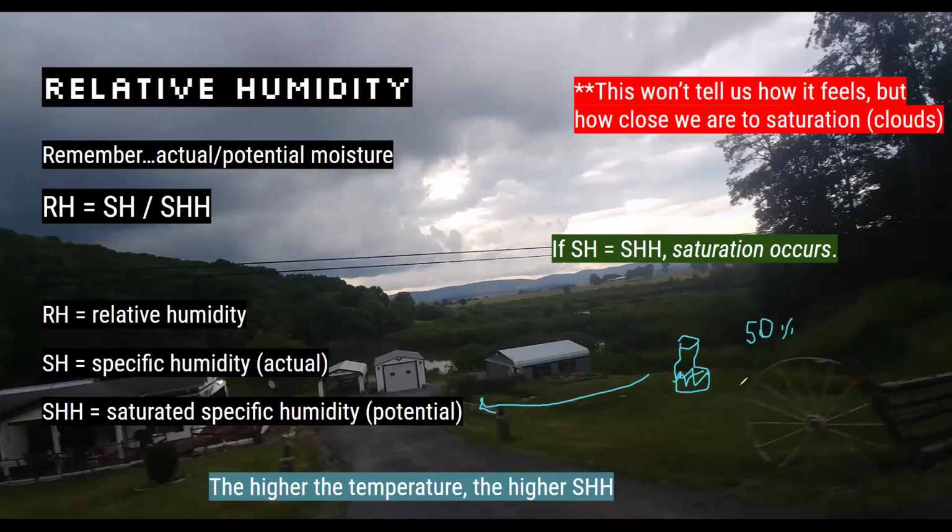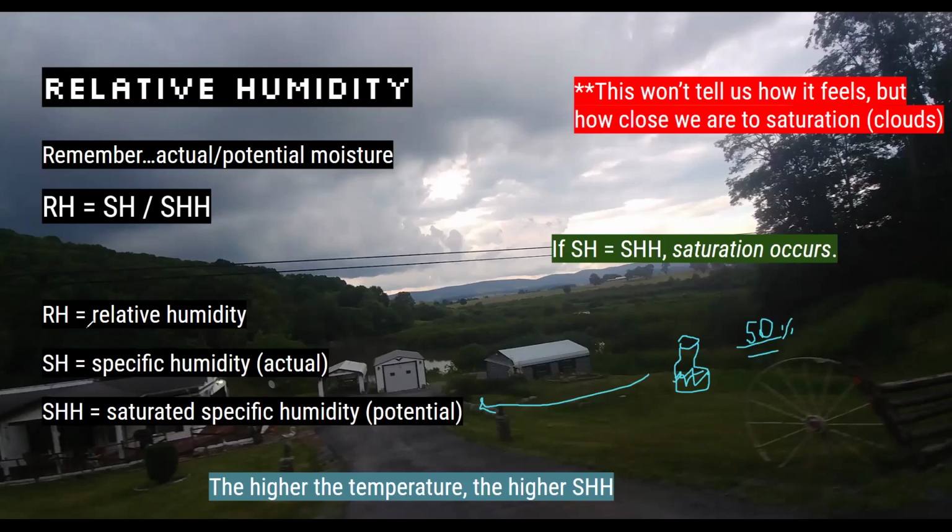And so that's what we're saying. If the ratio between these... I don't want to just throw out some random numbers, but if the SHH was two times as much as the SH, that would mean it's only halfway to what it could be. That's our relative humidity. So that's how it works.